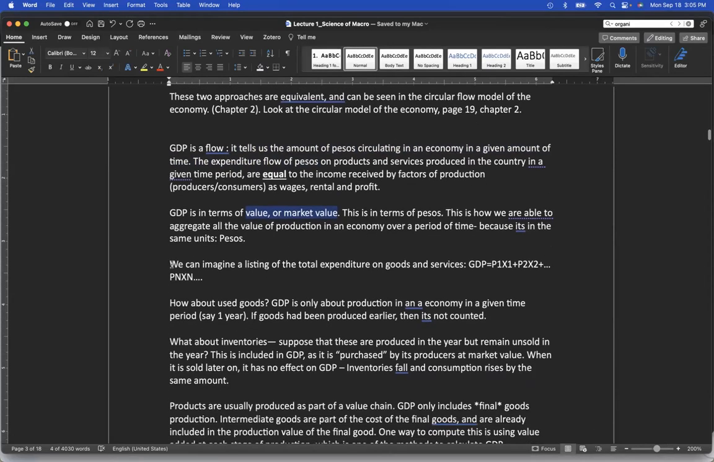So you can imagine it in your head as a listing of total expenditure on goods and services. So GDP is equal to a summation of these values from P1, X1, the price and value, the value of good one, value of good two, all the way to the nth good and service. And you can imagine a very, very long list.